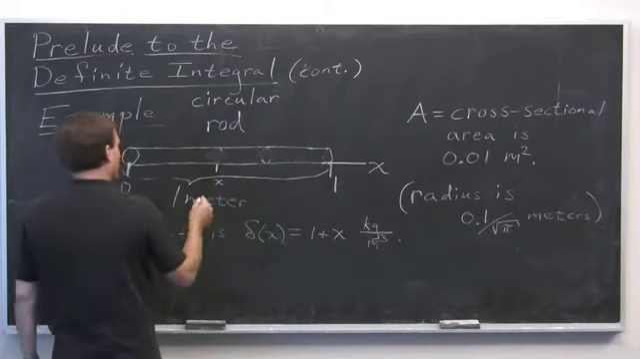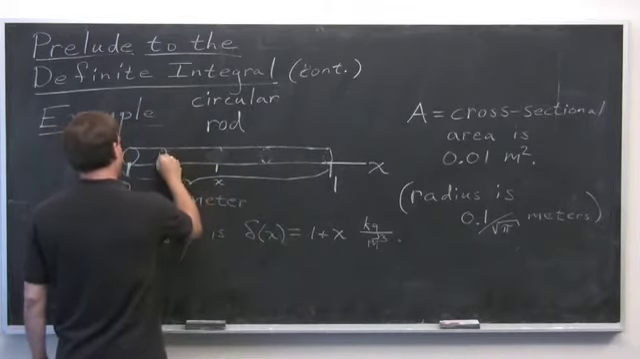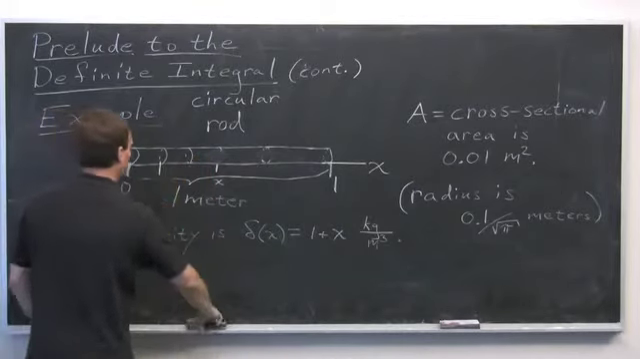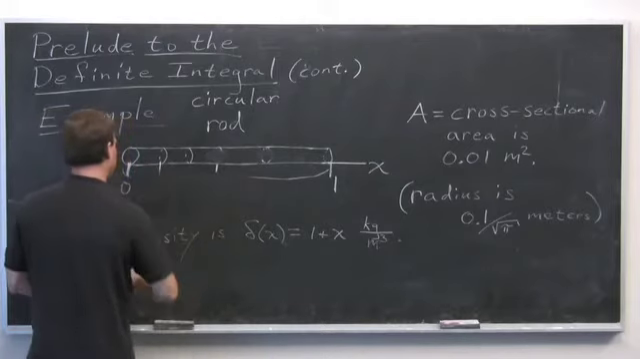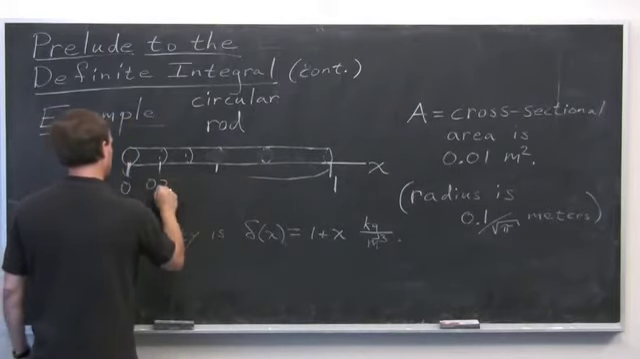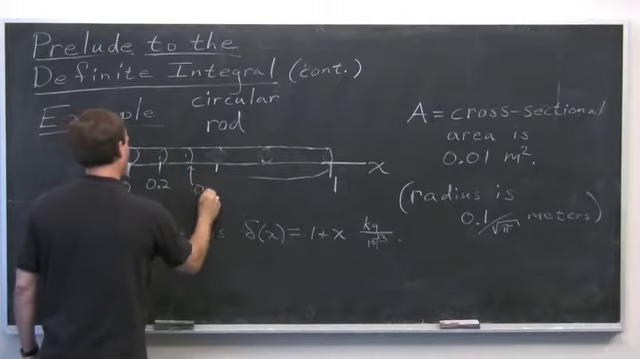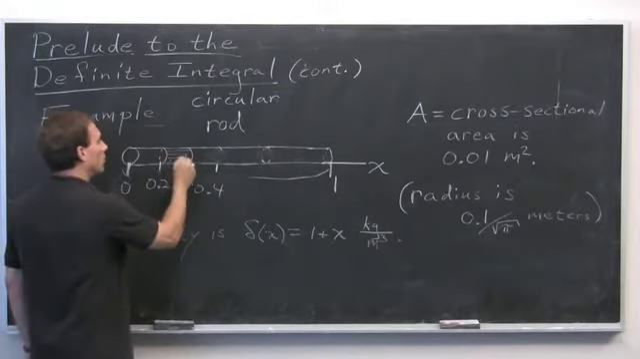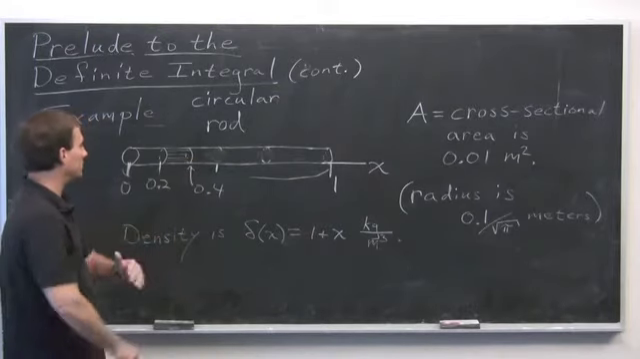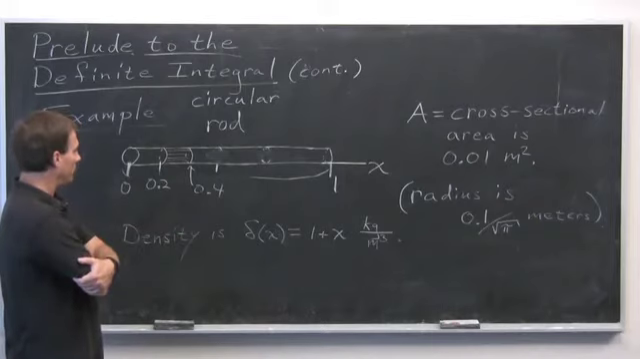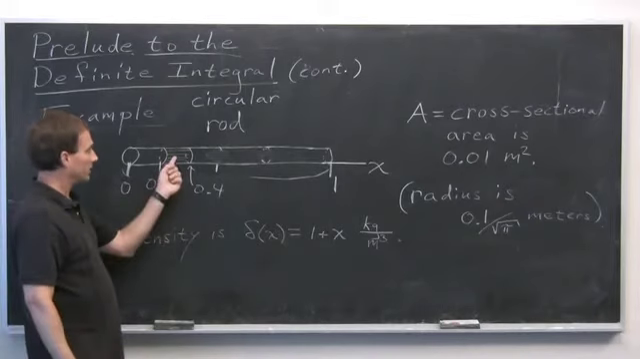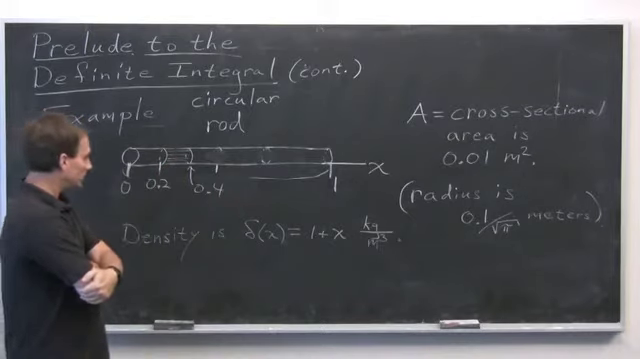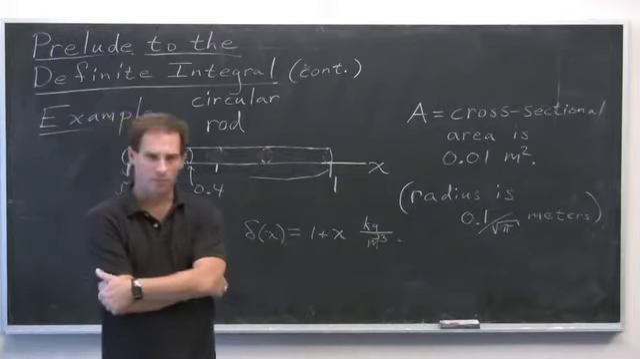So for instance, I'm not going to try to draw this in the correct spot, but if this is 0.2 and this is 0.4, how would we approximate the mass in this region? Well, we've already decided we're going to use the left endpoint as a sample point. So what function do we need to multiply times this length to get an approximation of the mass of that little piece? Well, density is mass per volume.